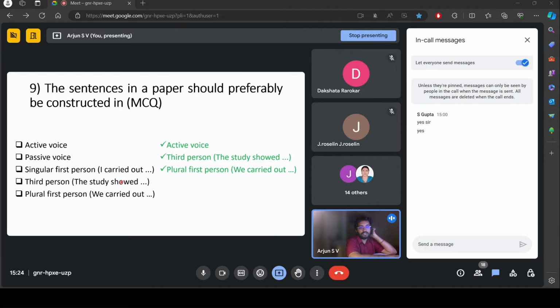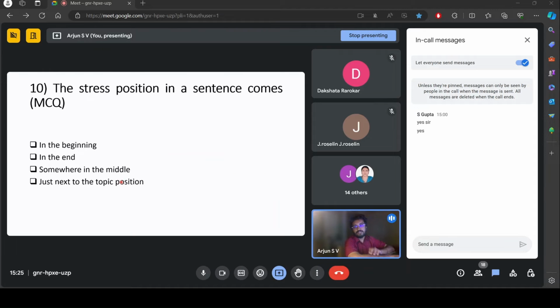If there are no doubts, I'll move on to the next question, which is the last question. The stress position in a sentence comes. This is an MCQ, and we already talked about stress position as well. It should come at the end of the sentence. The stress position is usually the last object of the sentence, which involves stressing the object so that the reader of the paper or the thesis will hold on to it while reading the next sentence as well.